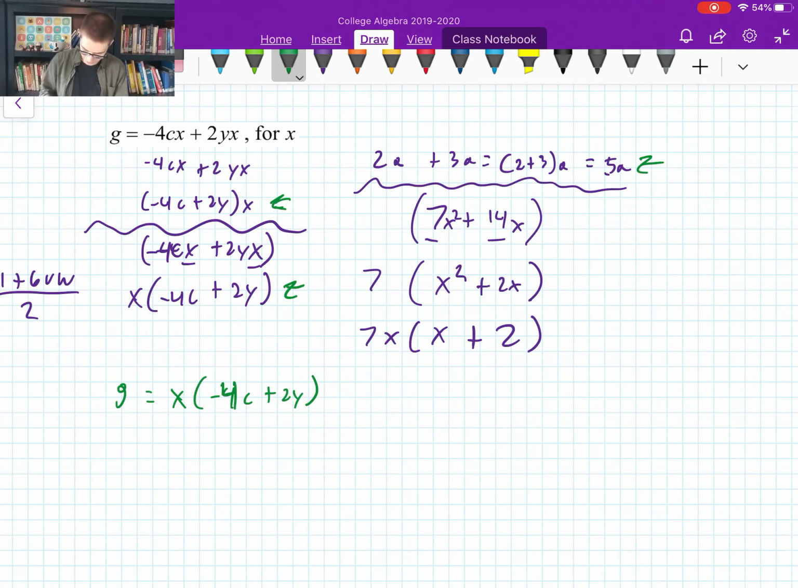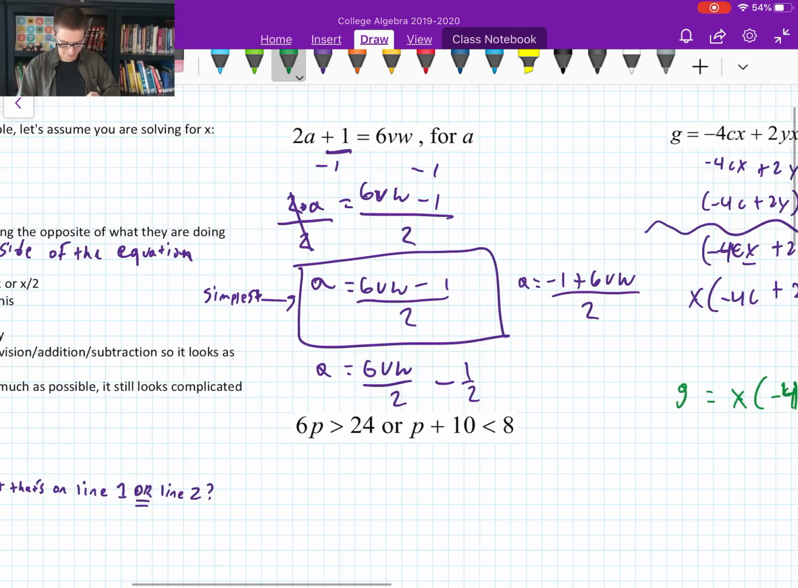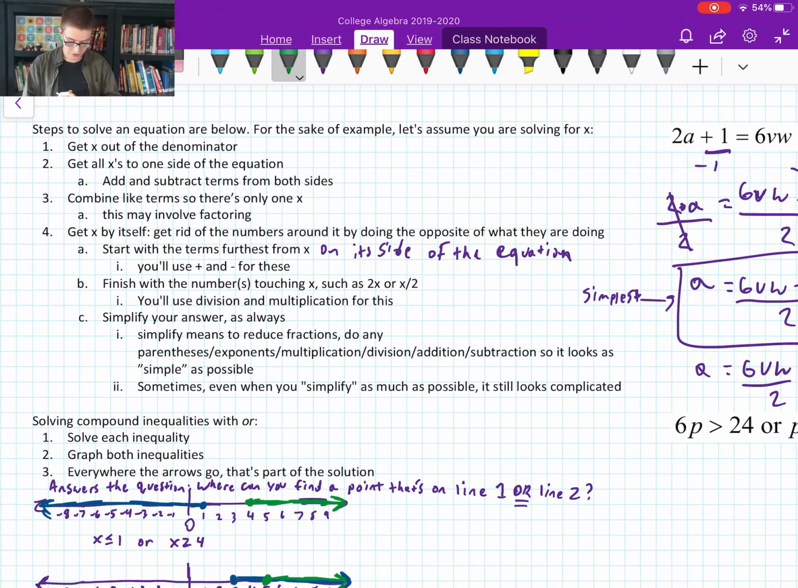Okay. So we've done that. We've combined the like terms. We've factored out the x. Whichever one we want to think about, combining like terms or factoring out x. Now we need to go on to the next step because we have just one x. So now that there's only one x, we can go on and get x by itself.